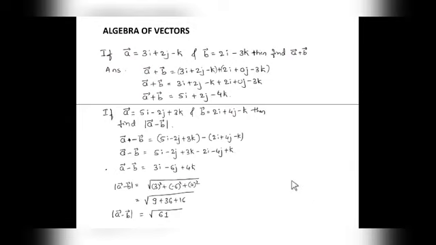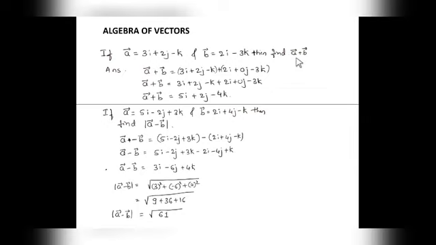Now we'll discuss algebra of vectors like addition, subtraction, multiplication of the vectors. Now I'll be discussing algebra of vectors with some examples. Here we go. If vector A equals 3i plus 2j minus k and vector B equals 2i minus 3k, then find vector A plus B.